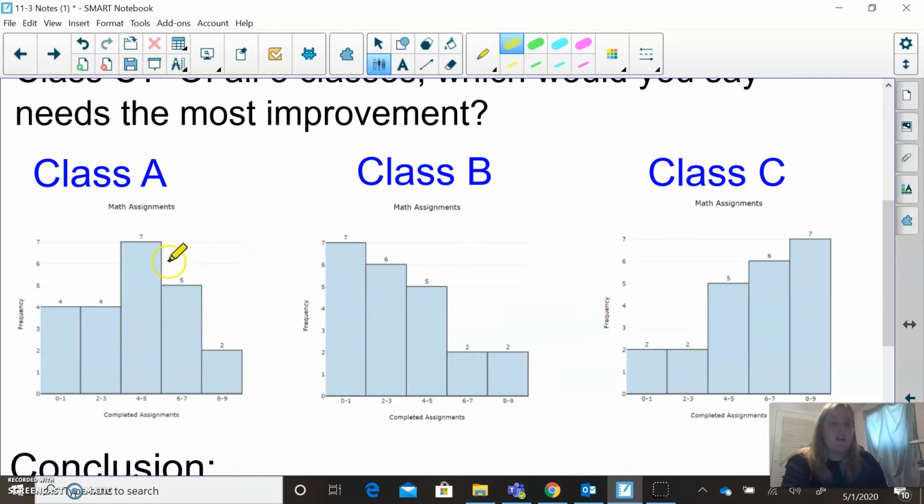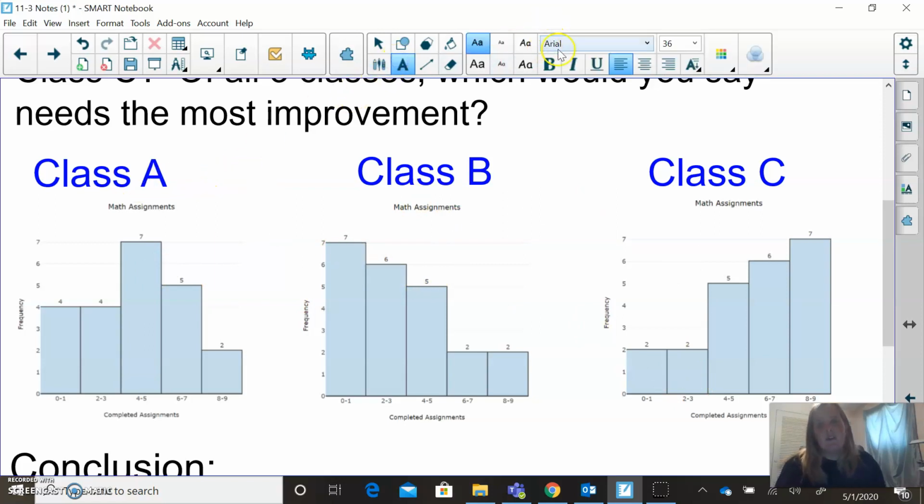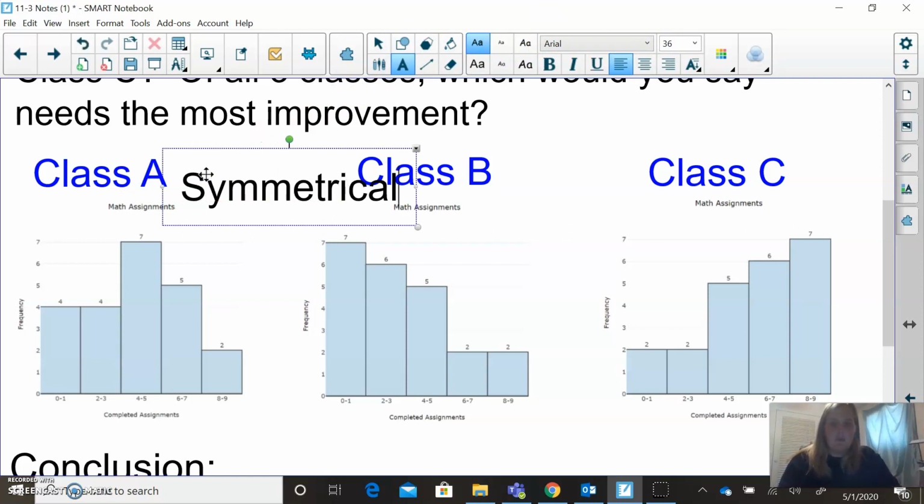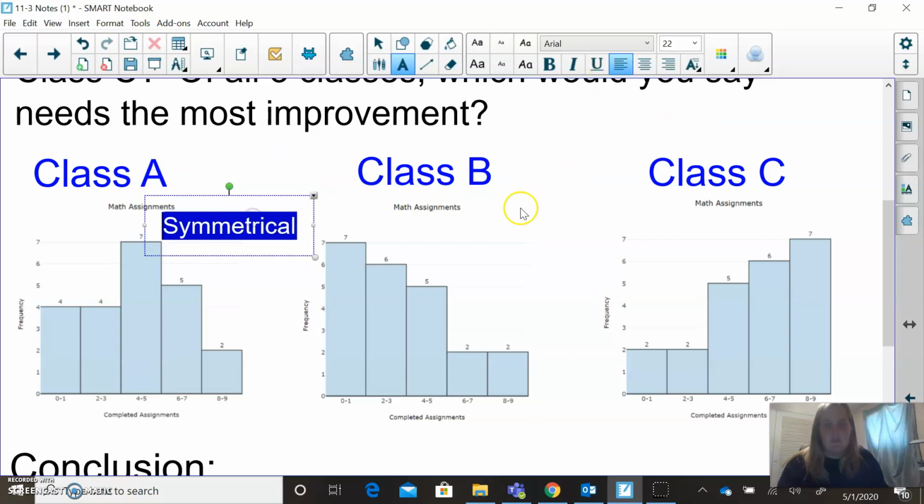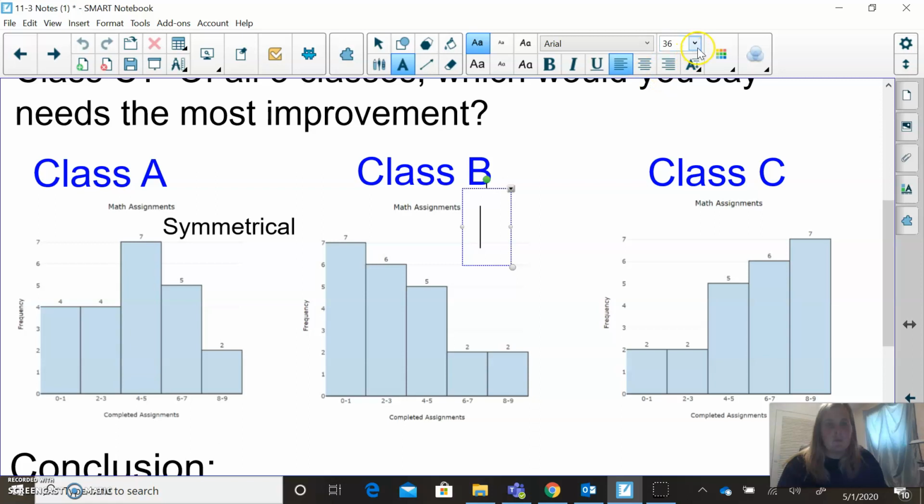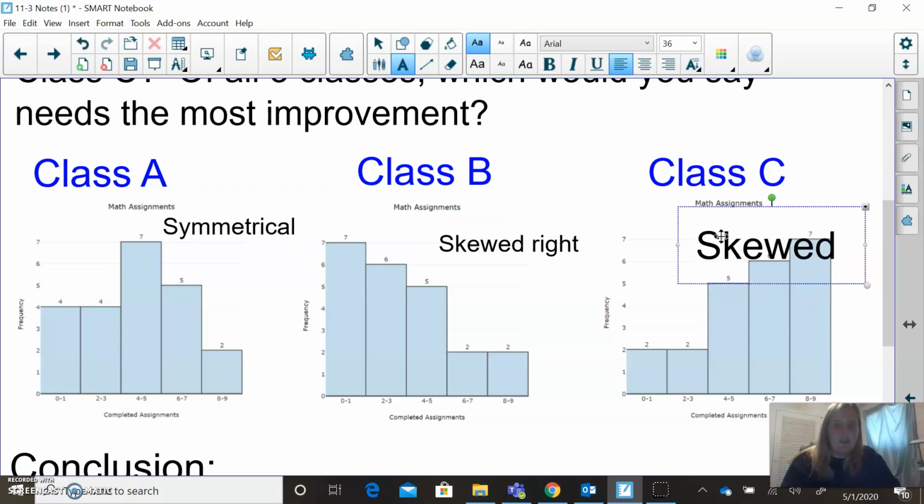So we've kind of already analyzed all these graphs. So we know that A is symmetrical. B, what do you guys think? What do you remember? So this is skewed. Is it skewed left or is it skewed right? It's skewed right. And then class C is skewed left.